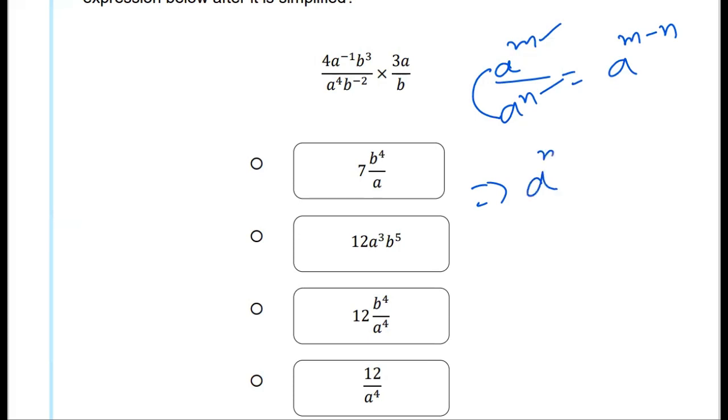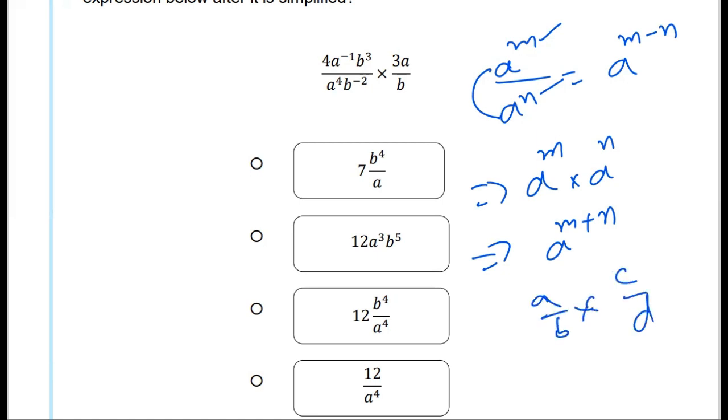While if we have a to the m times a to the n, a product like that with the same base, then you would add the exponents. Hope it makes sense. Now, another thing: while multiplying fractions, like a over b times c over d, we can multiply top with top and bottom with bottom. And if you want to simplify, you can simplify the numbers or expressions in a cross manner, like a with d, or c with b.